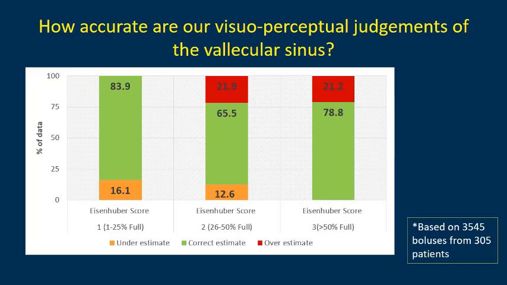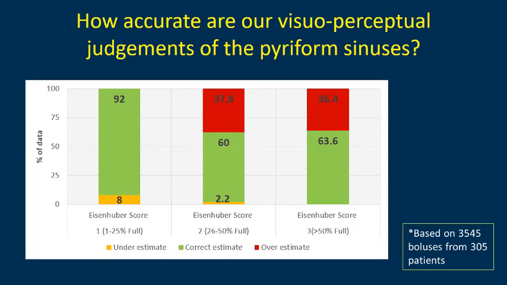I wonder about the piriform sinuses. Would our judgments there be any better? And honestly, piriform sinus judgments were not much better, and we see the same trend, though not as pronounced, with the underestimation of small amounts of residue and the overestimation of larger amounts of residue.